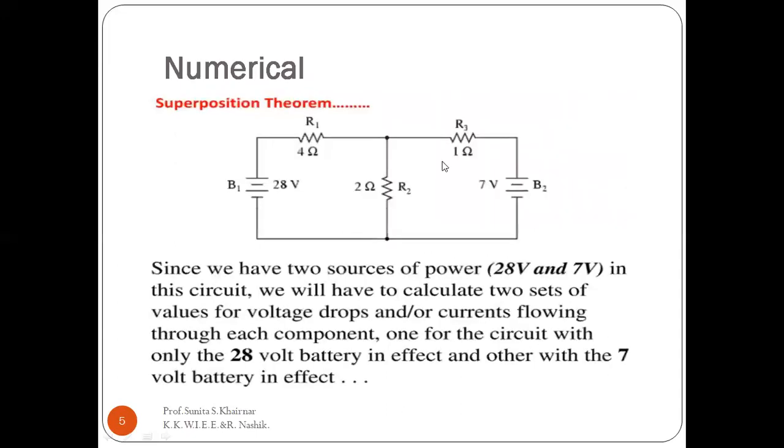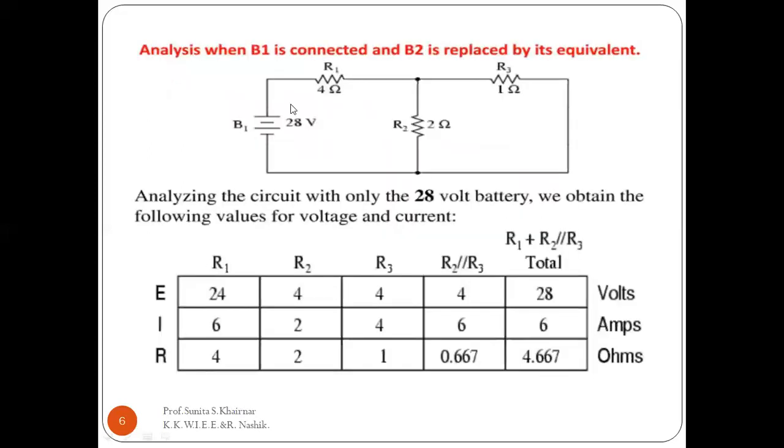There are three resistances connected, R1, R2, R3, having the values 4 ohm, 2 ohm, 1 ohm respectively. There are two batteries, B1 and B2. So what does the superposition theorem say? At a time there should be only one battery in the circuit and the other battery should be replaced by its internal resistance, if any. So first we will keep this battery B1 in the circuit and we will replace battery B2 with a short circuit because it has no other resistance. So our diagram will become like this. Only B1 is in the circuit while B2 is replaced by the short circuit.